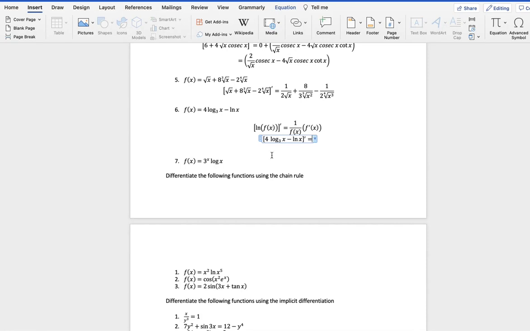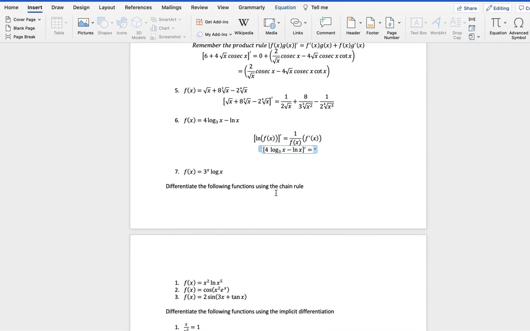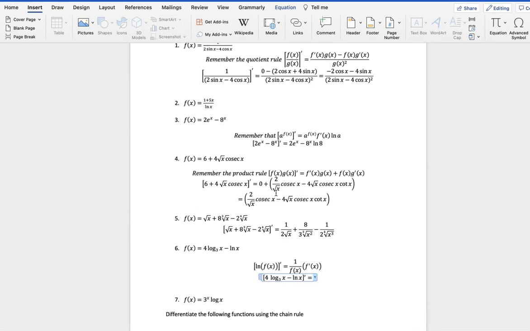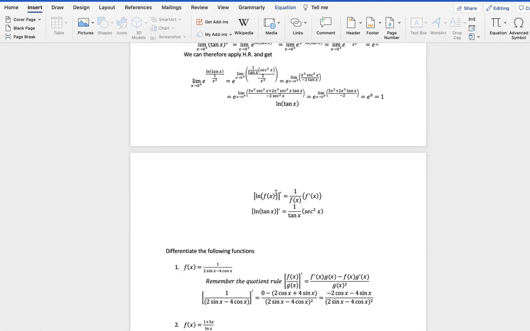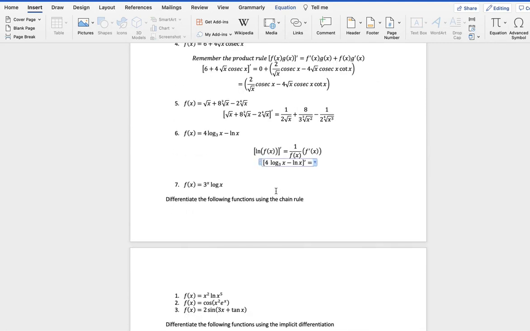And what's the derivative of that? It's 4 over x ln 3 minus 1 over x. Sorry, 4 over x times ln 3, and then minus 1 over x. Okay, does everyone agree there? Yes.